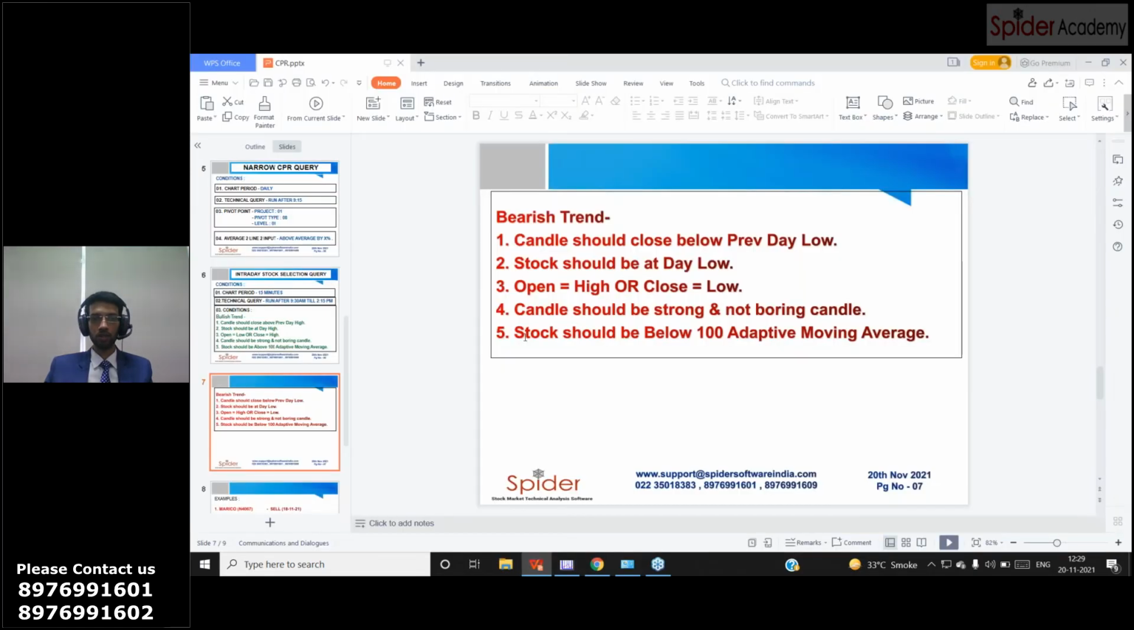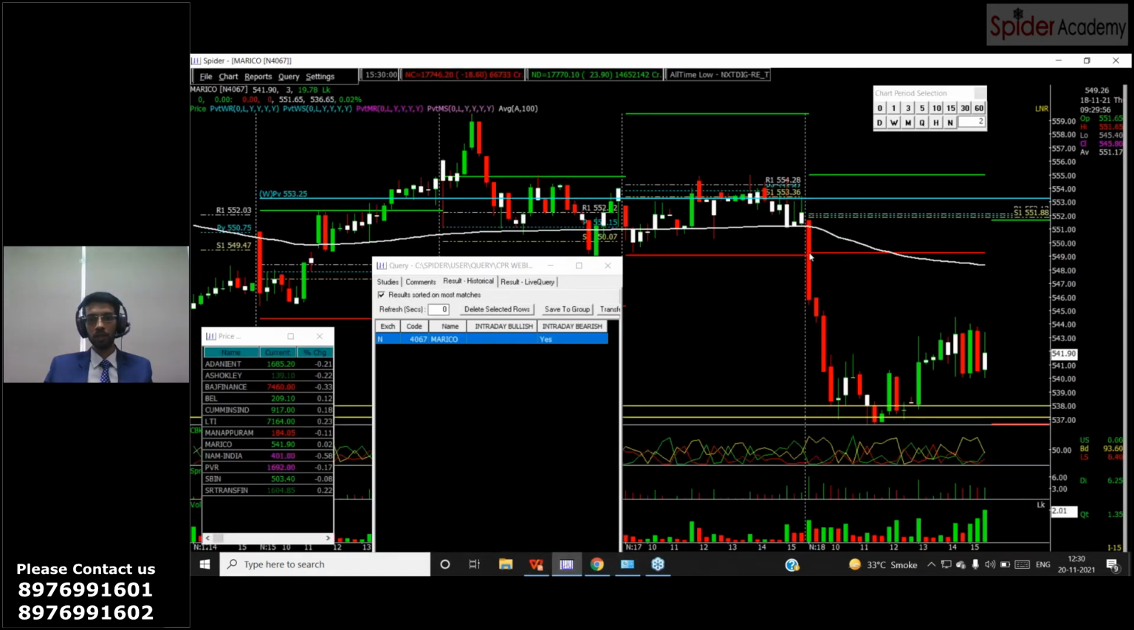And the fifth condition is the stock should be below the 100 adaptive moving average. At the same time, you can see this candle is crossing the 100-day adaptive moving average. So this satisfies all five conditions. Now, whenever this candle's low breaks, you can see the low breaks at 545.40, I'll take a short entry.